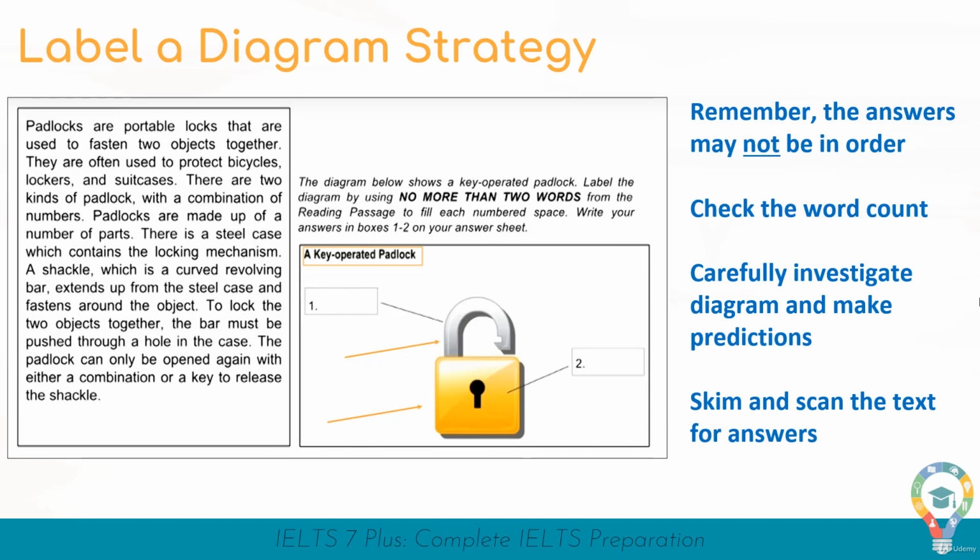Once you've carefully investigated the diagram and made some predictions on how you might describe each part, then skim and scan the text for answers. So remember, I described the top part as a metal curve, and the bottom part I would describe as a box with a keyhole. So we're looking for language related to my prediction. Pause the video now and see if you can find the answers to number 1 and number 2.